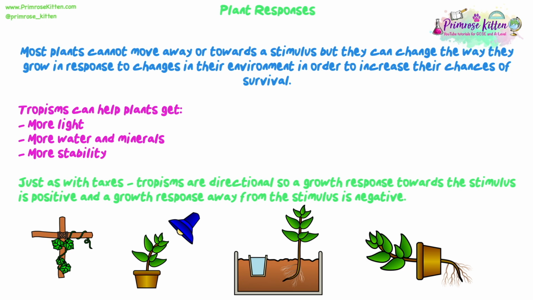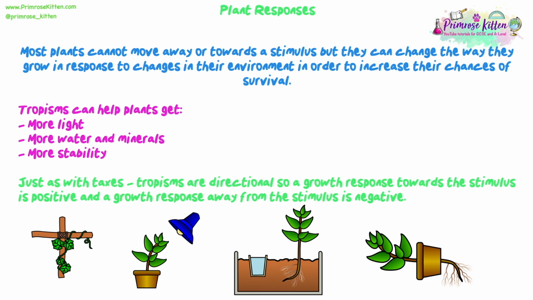It's because, as we said in the previous video, plants can't move away or towards a stimulus. They can't get up and physically move themselves. They're not mobile organisms, but they can change the way they grow in response to changes in their environment. So if it's a movement towards or away from a stimulus that involves the whole organism moving, then that is a taxis. If it's something where a plant is obviously just changing the direction of growth towards or away from a stimulus, then it's a tropism.